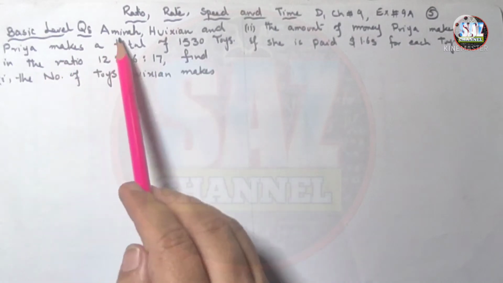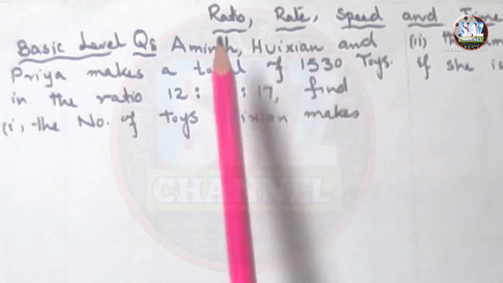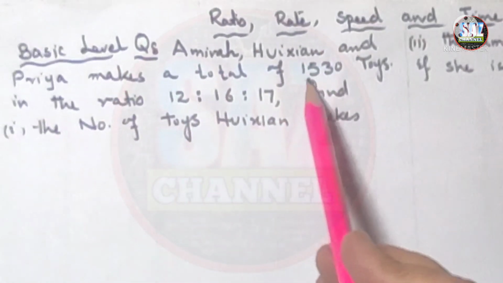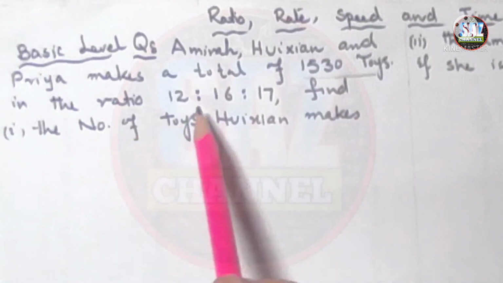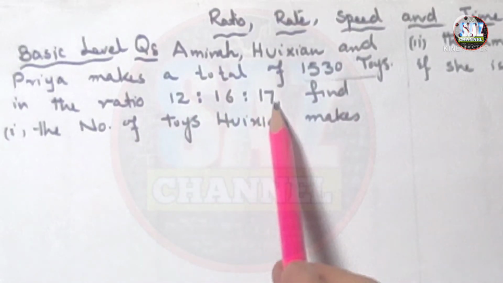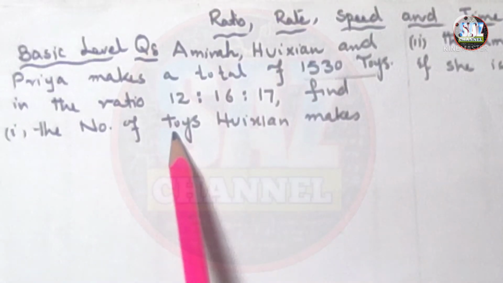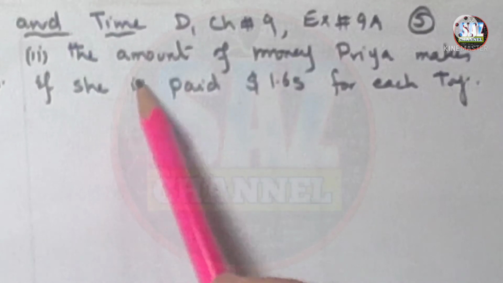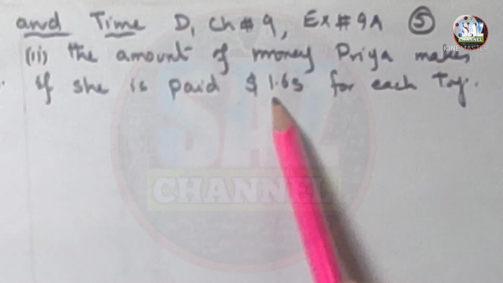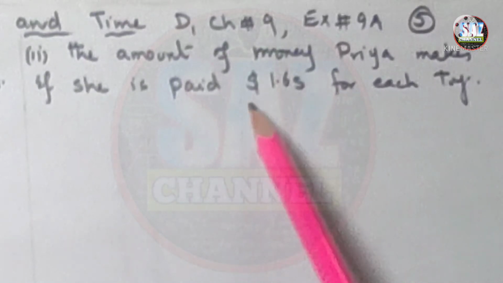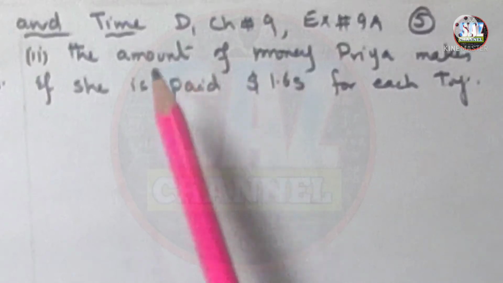The question says that Amira, Higson and Priya make a total of 1530 toys in the ratio 12 is to 16 is to 17. Find, the first part is the number of toys Higson makes, and the second part is the amount of money Priya earns if she is paid $1.65 for each toy. We'll be discussing the second part later. Let's come to the first part of the question.